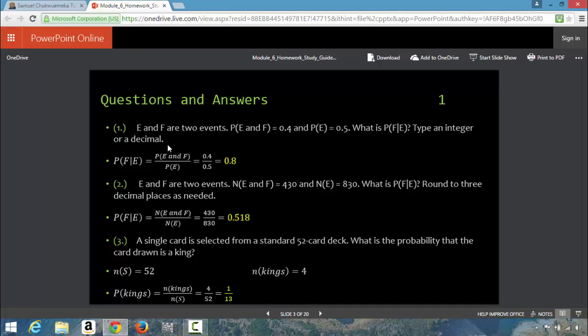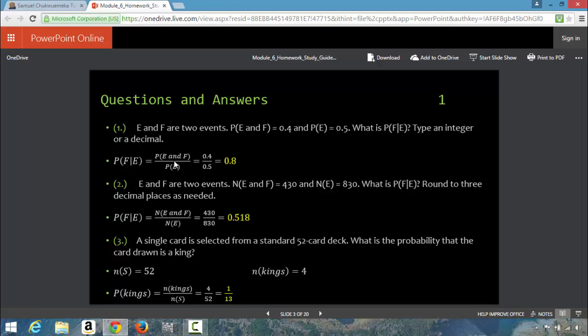Question 1. E and F are two events. The probability of event E and event F is equal to 0.4. Probability of event E is 0.5. Find the probability of event F given event E. Okay, that is event F given event E.